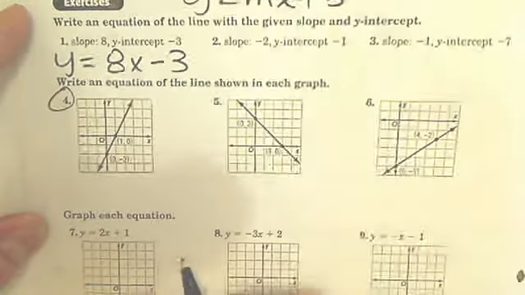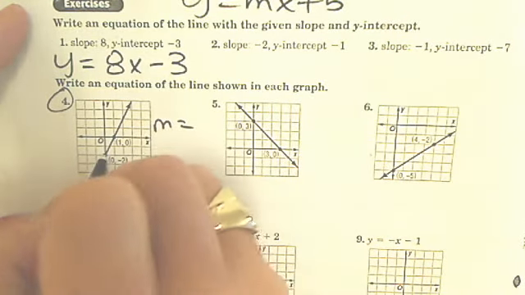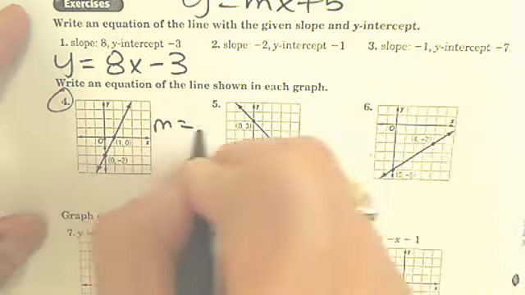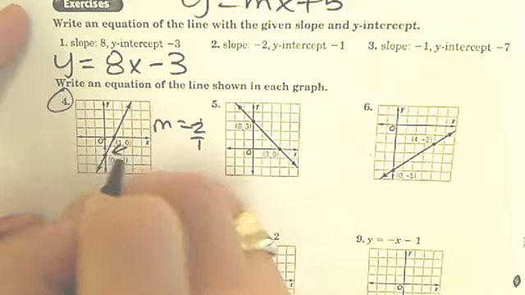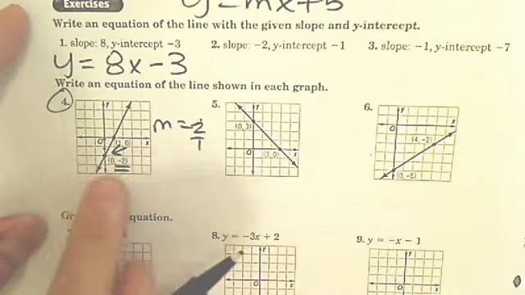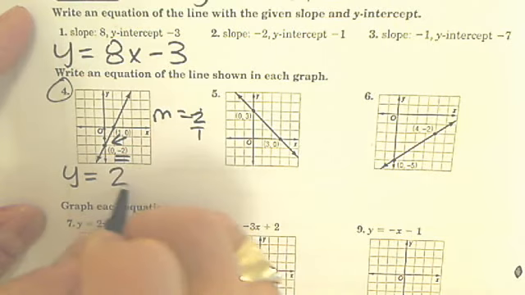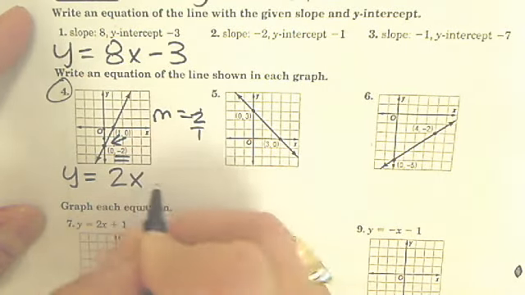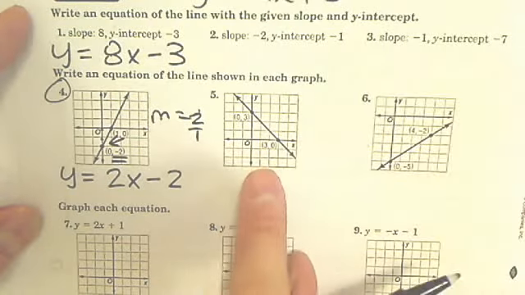Write an equation. What's my slope? Up 1, up 2, over 1. 2 over 1, right? What's my b? First one I graph. That's negative 2. So then I have y equals 2x minus 2. Boom. Doesn't matter which one you choose.